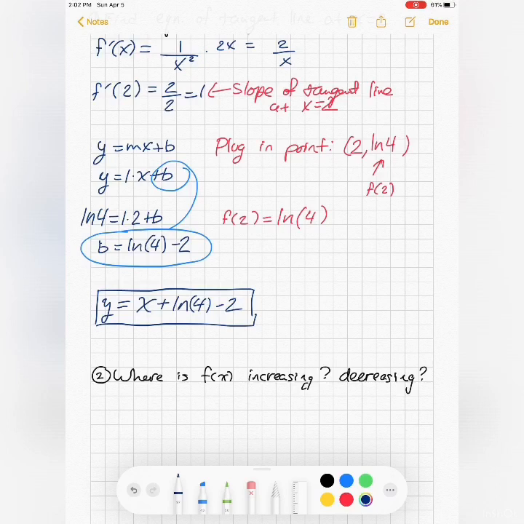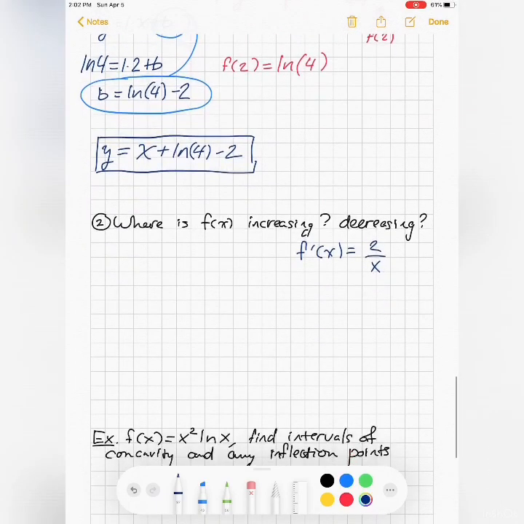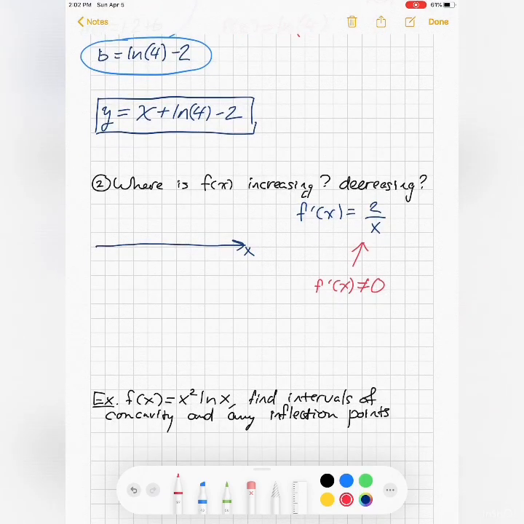Okay, where is f of x increasing, decreasing? Well, we already found the derivative. Let me write that down here. What was it? 2 over x? Okay, so I would just set up my sign chart. All right, so f prime of x. So there are going to be no values where the derivative is 0. So no extrema, no local extrema. But f prime of x does not exist at x equals 0.